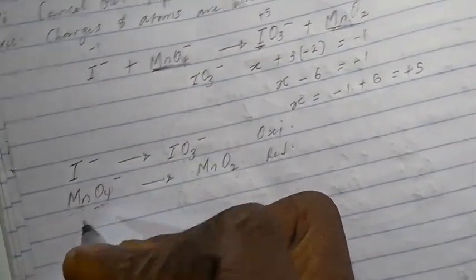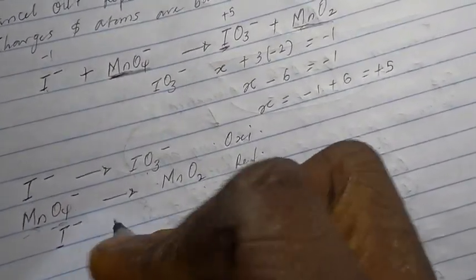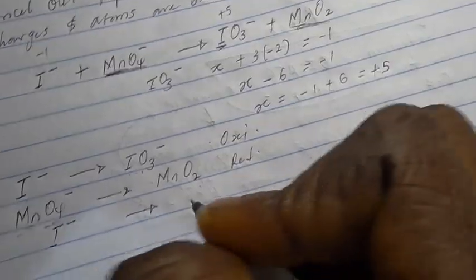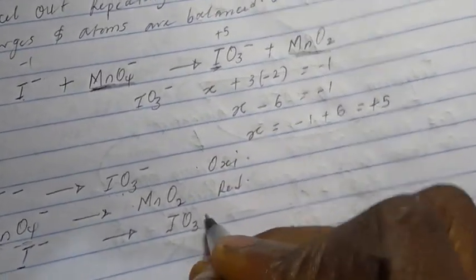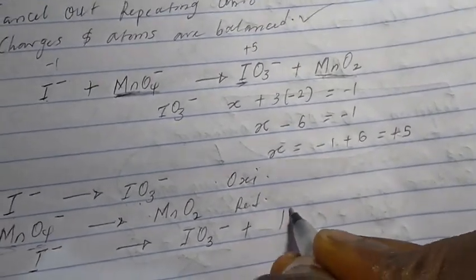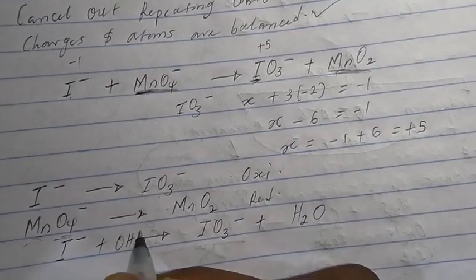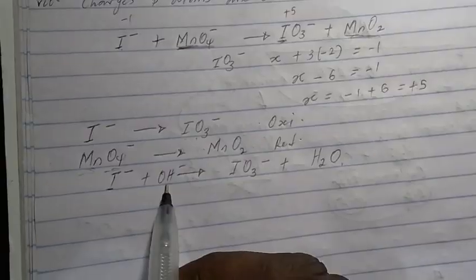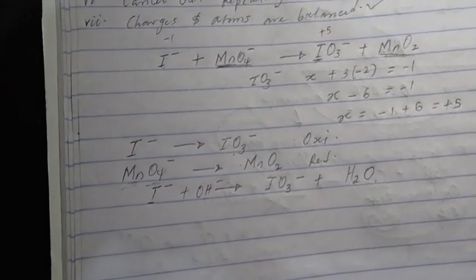So let's write that out. So I'm going to have I minus to give IO3 minus plus water. In addition, now I will add OH minus. Do you get that? So you add water to one side, you add OH minus to the other side. That is how we balance it.